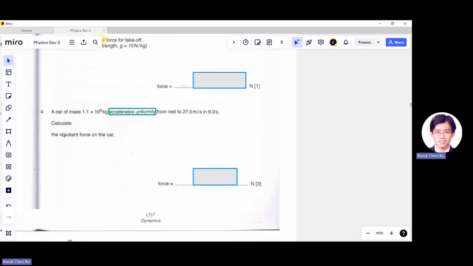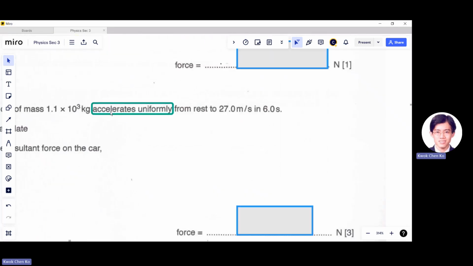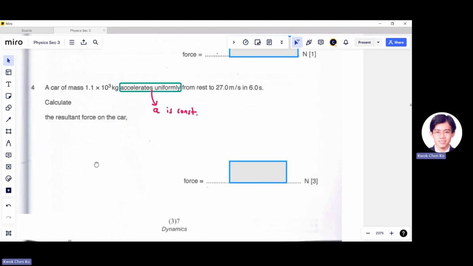All right, again, question 4, you see accelerates uniformly. Without repeating too much, I hope you realize your English at least should be good enough to help you realize that this means acceleration is constant. And of course, that means you can use your acceleration formula here, if you need to do so.